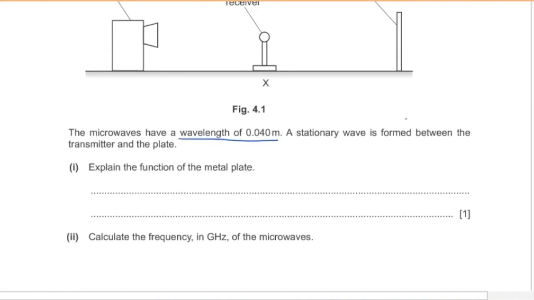So this transmitter is transmitting microwaves, and the metal plate is being used as a reflector, so that when it reflects waves, only then will a stationary wave form. To form a stationary wave, you must have reflected waves too. So to reflect the waves, we have this metal plate being placed in this experiment. So this is being used as a reflector.